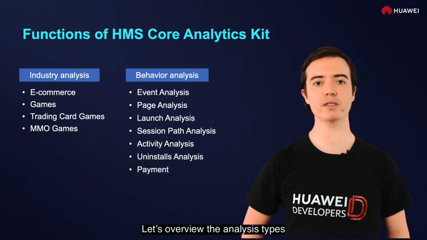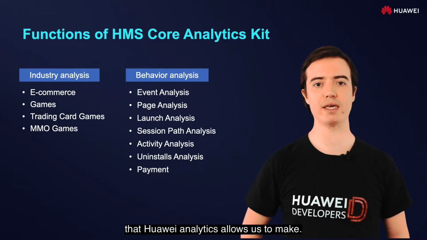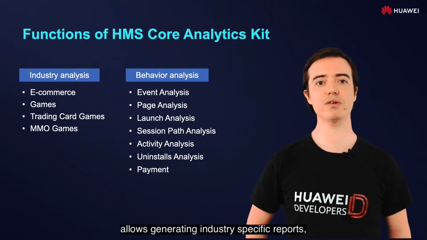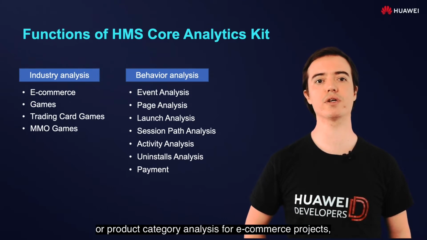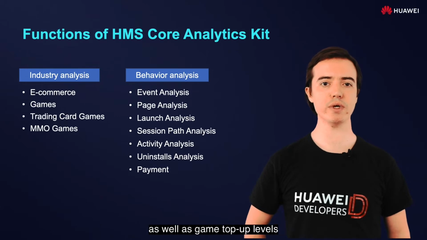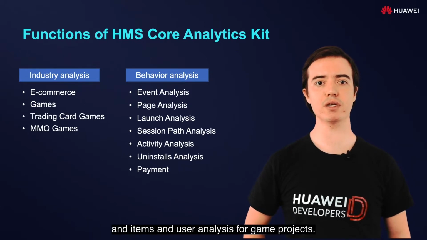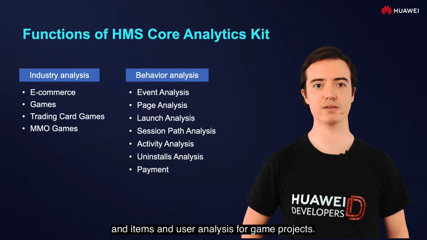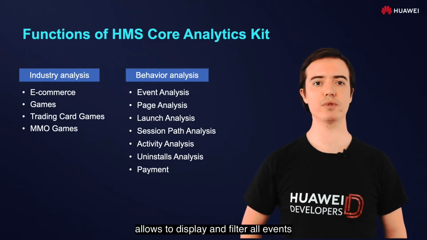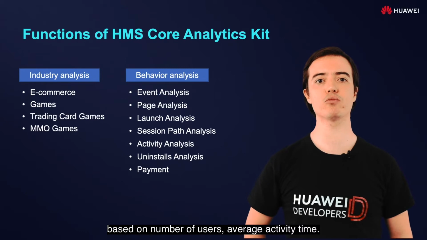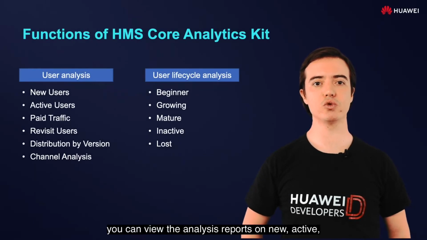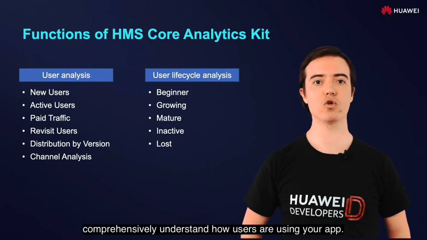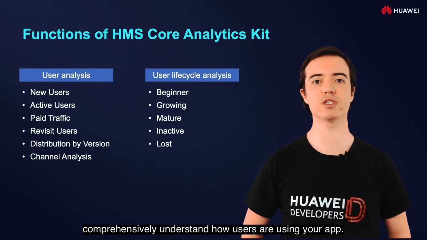Let's overview the analysis types that Huawei Analytics allows us to make. Industry analysis allows generating industry-specific reports such as product sales analysis or product category analysis for e-commerce projects, as well as game top-up, levels and items, and user analysis for game projects. Behavior analysis allows you to display and filter all events based on number of users and average activity time. User analysis. With this function, you can view the analysis reports on new, active, and revisit users, and comprehensively understand how users are using your app.